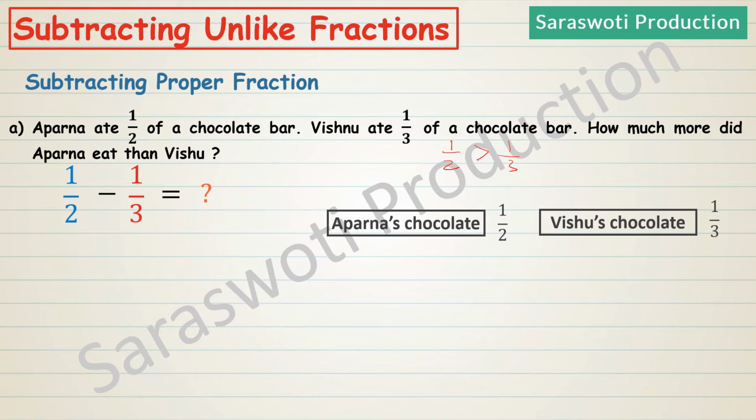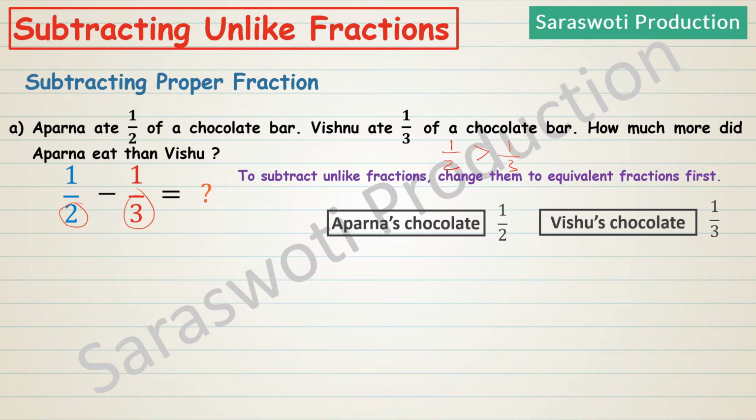What is the answer? If we see these two numbers, these are unlike fractions since the denominators, 2 and 3, are different. Now how do you solve this? To subtract unlike fractions, change them into equivalent fractions first. If you don't know what equivalent fraction means, then please do watch my part 1 video of fractions, and let's continue.